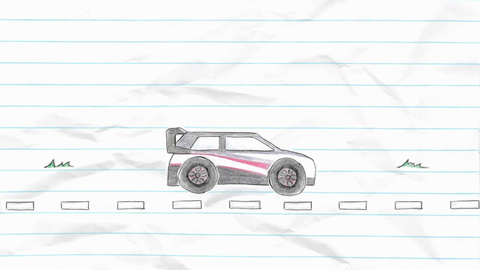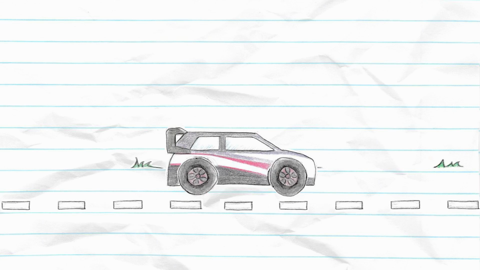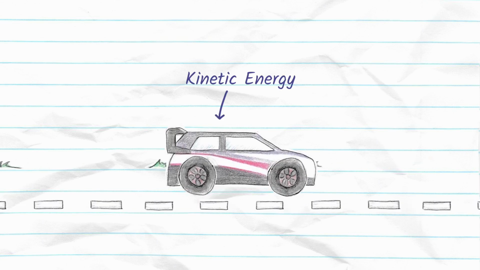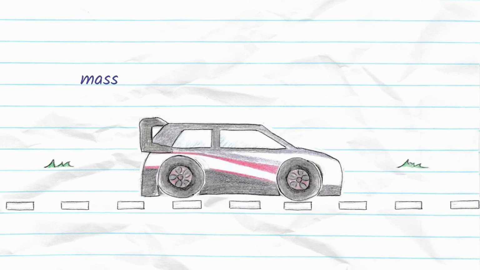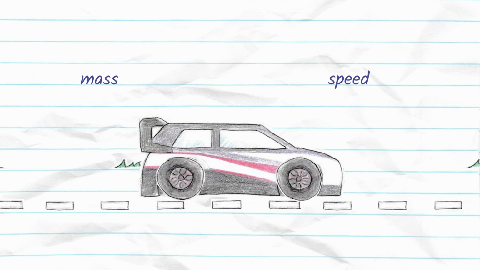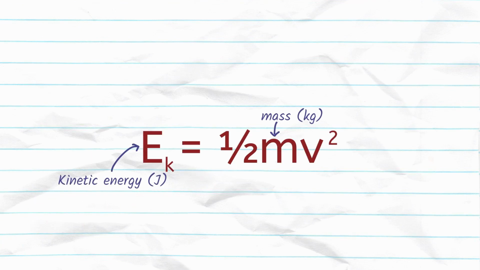An object that is moving has energy stored in its kinetic energy store. This energy store depends on the object's mass and speed. We can calculate an object's kinetic energy with this equation. Now let's see how to use this equation.